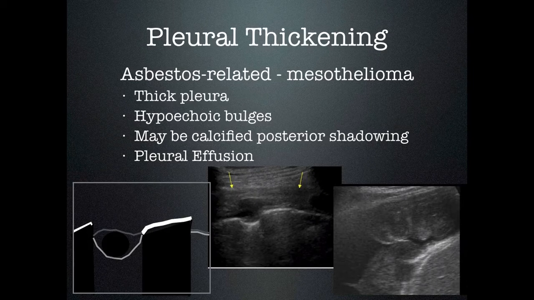Calcifications are very easy to see by ultrasound, and they are very bright and they cause posterior shadowing. This case does not have calcifications, but mesothelioma often has calcifications. It would be very easy to see.